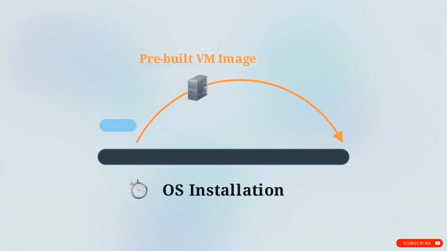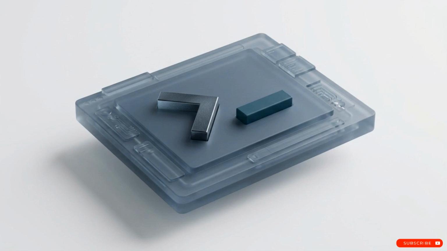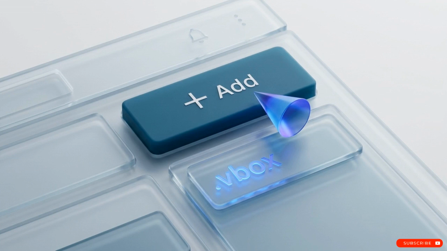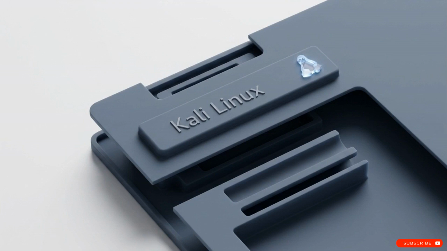Utilizing a pre-built virtual machine image bypasses the complex process of installing an operating system from scratch. You save hours of configuration time and get straight to the terminal. Open your empty VirtualBox dashboard, click the Add button, and select the .vbox file you just extracted. Kali Linux will immediately populate in your menu.